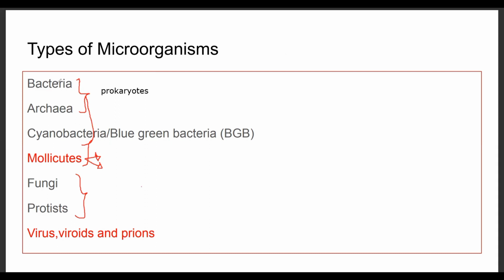Please note down that bacteria, archaea, cyanobacteria, mollicutes, they are prokaryotes, right? Fungi and protists, they are eukaryotes. Virus, viroids, and prions, they don't have cellular organization, right? Okay.